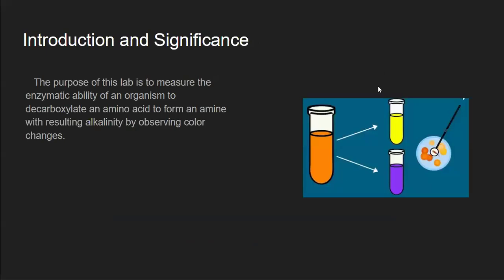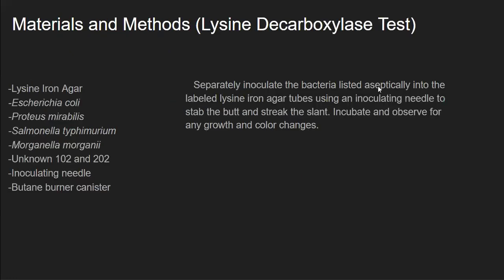Introduction and Significance. The purpose of this lab is to measure the enzymatic ability of an organism to decarboxylate an amino acid to form an amine with resulting alkalinity by observing color changes.